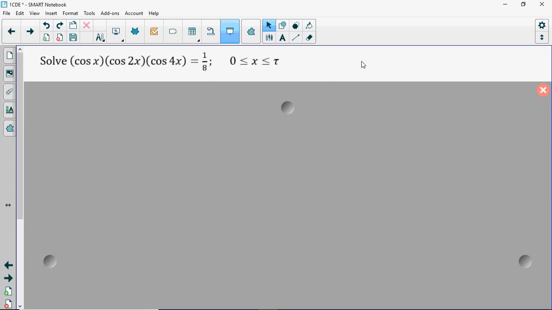Okay, so let's jump into it. You might be tempted to try to do things with the double angle formula for the cosine of 2x, and then the double angle formula again for cosine of 4x, because that's 2 times 2x. I don't think that's going to be very promising at all.